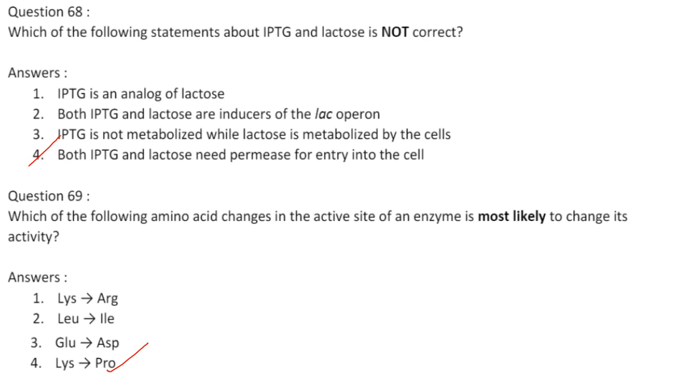Then which of the following amino acid changes in the active site of an enzyme is most likely to change its activity? Lysine to arginine. Both are positively charged R groups, so there won't be any change in activity. Leucine to isoleucine. Both have aliphatic R groups and both are nonpolar. Glutamic acid to aspartic acid. Both are negatively charged R groups. Lysine to proline. Lysine is positively charged and proline is uncharged. So if lysine is mutated to proline in the active site of the enzyme, it will most likely change its activity. Answer is option 4.